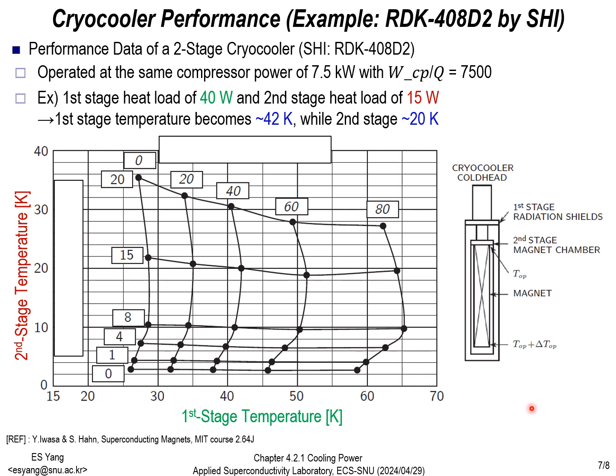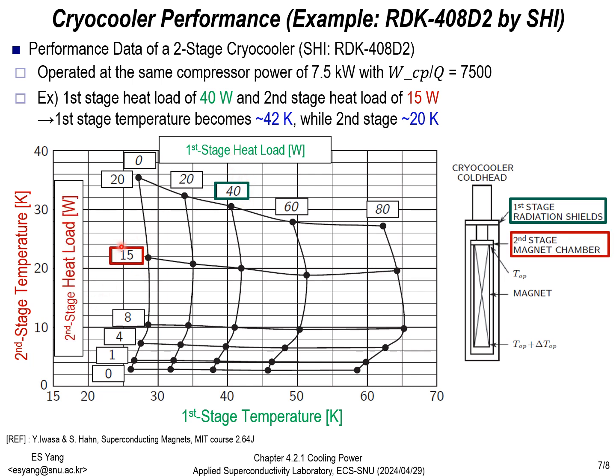Next, let's look at an example of an actual cryocooler. Cryocoolers are typically divided into two stages. The performance graph of the RDK 408D2 cryocooler is as follows. Assuming that 40 watt of heat is removed at the first stage and 15 watt of heat is generated at the second stage, we can infer from the graph that the first stage operates at approximately 42 Kelvin, and the second stage operates at approximately 20 Kelvin.